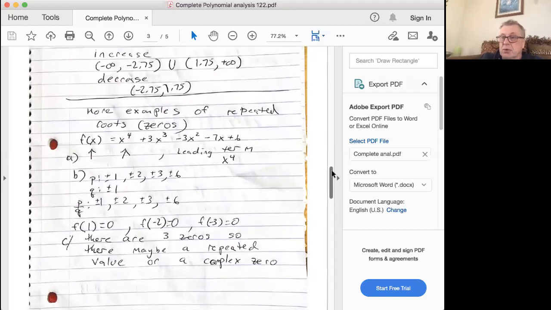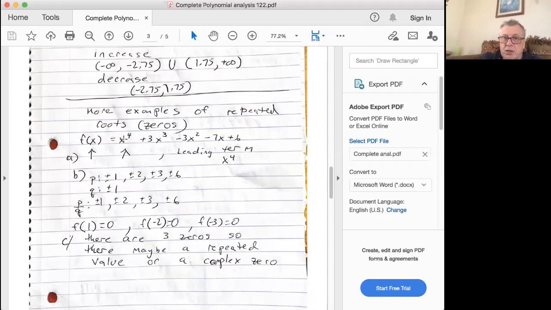What about repeated roots? Repeated roots are a little bit trickier. You don't always know, just because you end up with one zero doesn't mean that you have repeated roots. You could have complex numbers as your zeros, or you could have a scenario where they're not rational roots, like square root of 2 or something.